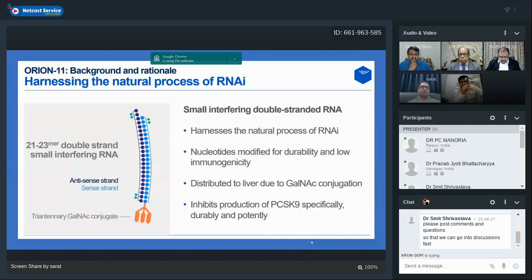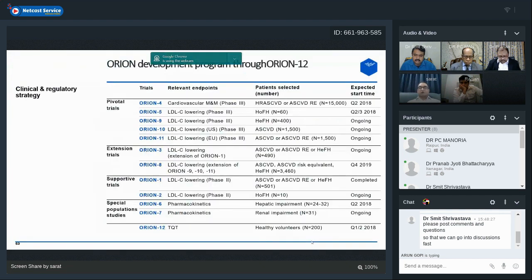The trial is called the ORION-11 trial. Extensive research has been done in the ORION trials, starting from ORION-1, all of them using inclisiran. And you can see here that this agent interferes with the biosynthesis of PCSK9. And you can see in this that these are all the various trials that have been done.